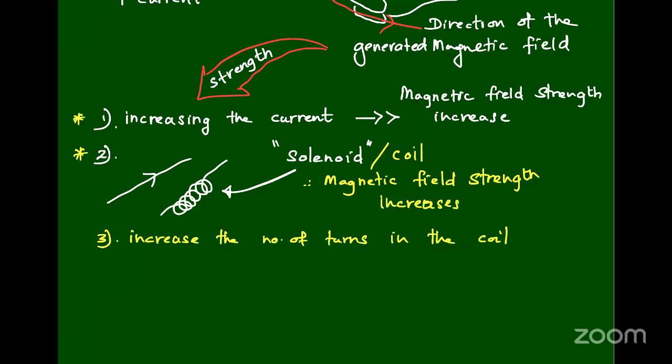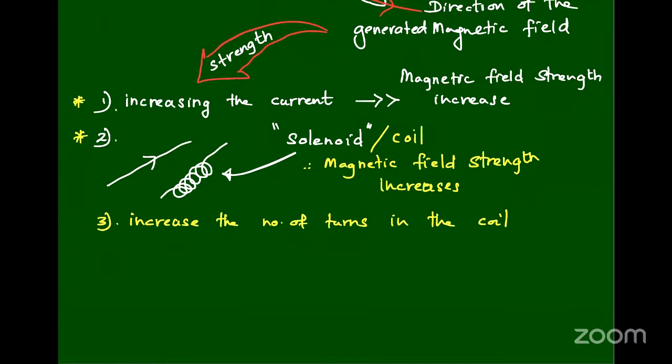So remember the factors. First one, we can increase the current in the solenoid or in the wire. Second one, the wire can be arranged as a coil, and while making it a coil, we can increase the number of turns there. Number of turns. So for example, let's say I'm arranging the same wire in this sort of manner.